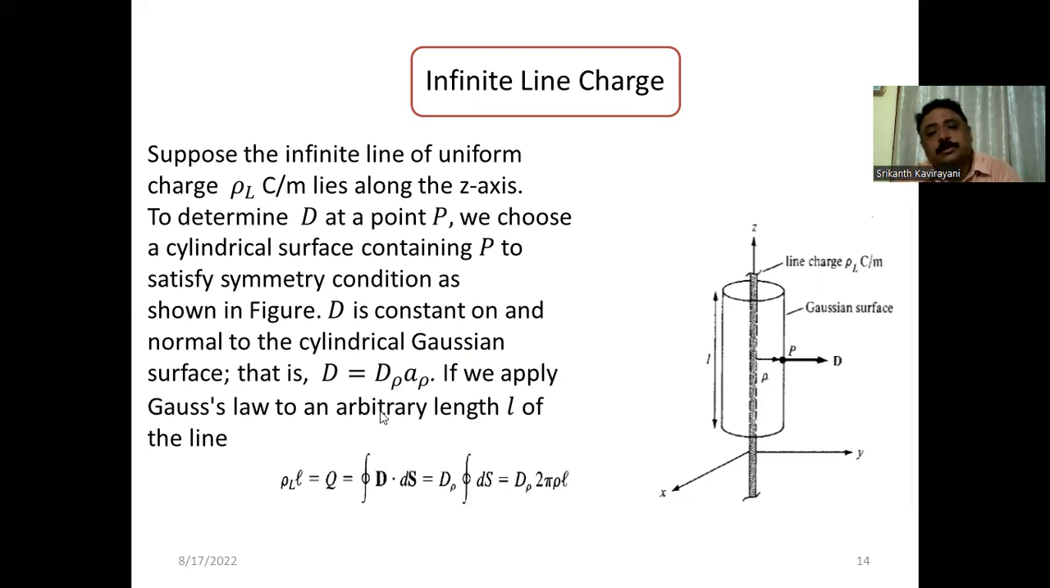If we apply Gauss law to an arbitrary length L of the line, rho L times L will be equal to Q, or the integral of D_rho dS equal to D_rho times the integral of dS, which gives us D_rho 2 pi rho L, where rho is the radius and L is the length of this particular cylinder.